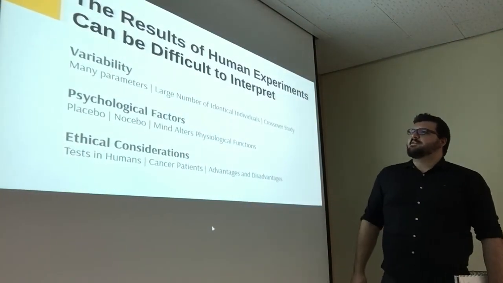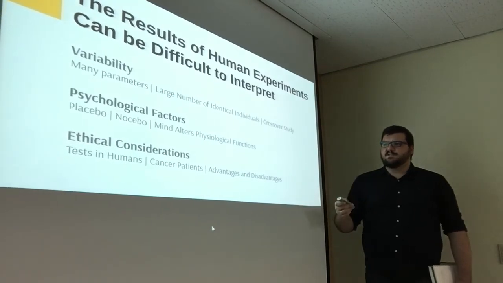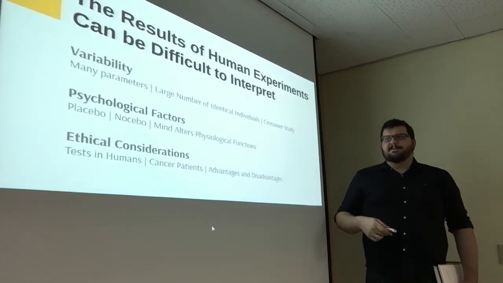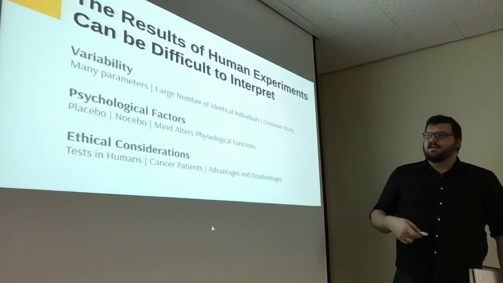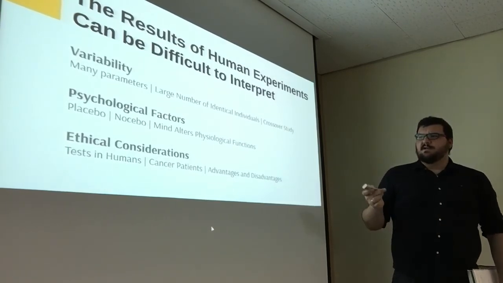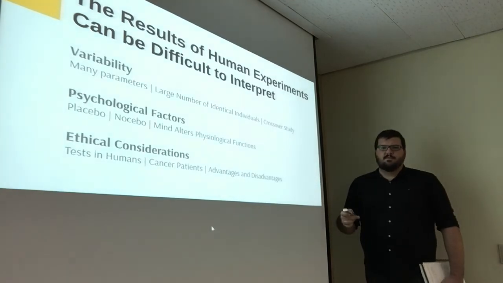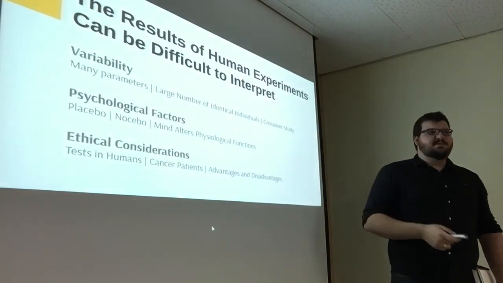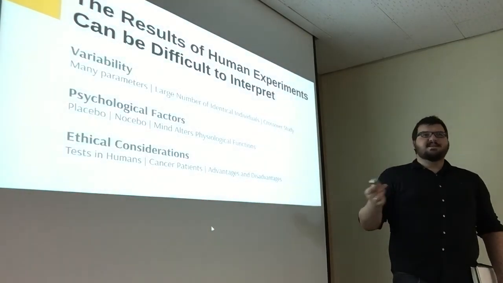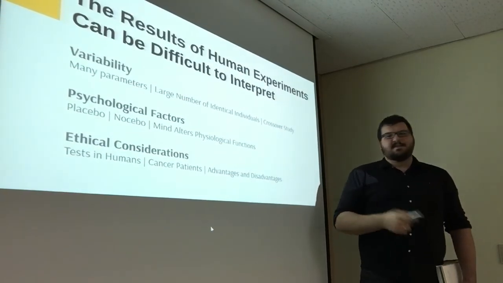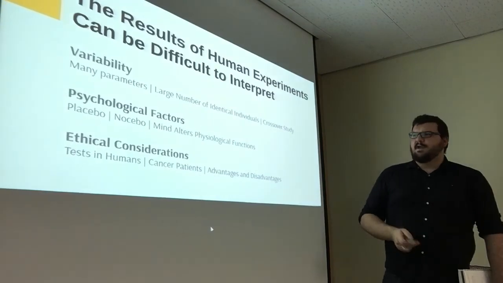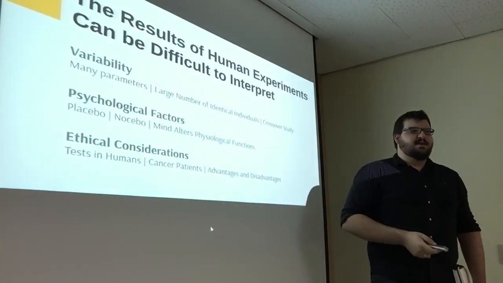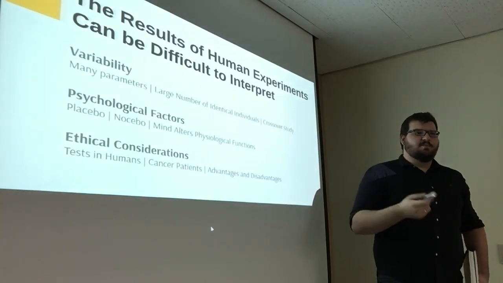The results of human experiments can be difficult to interpret because of variability, psychological factors, and ethical considerations. Variability is because a lot of humans have a lot of different conditions in the body. Everybody is different, and it can affect the results. And psychological factors like placebo and nocebo: when you give a placebo to a person and say that it will solve some problem, they will probably relate this medicine with the problem solved, and actually it's just a placebo, just sugar or something else. And nocebo is when you tell people that it will cause some side effects, and even if there are no drugs in the pills, people will report the side effects.